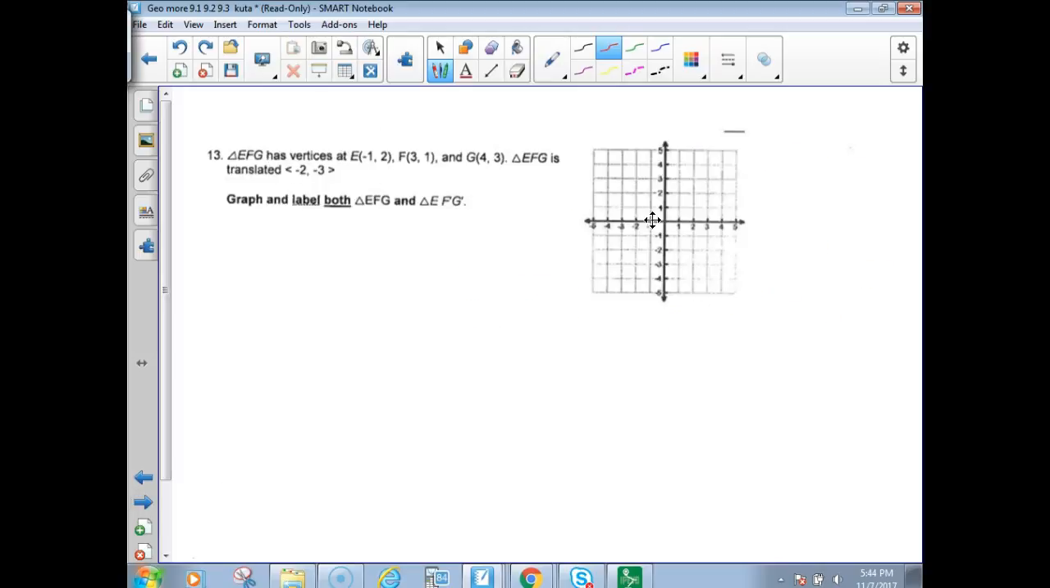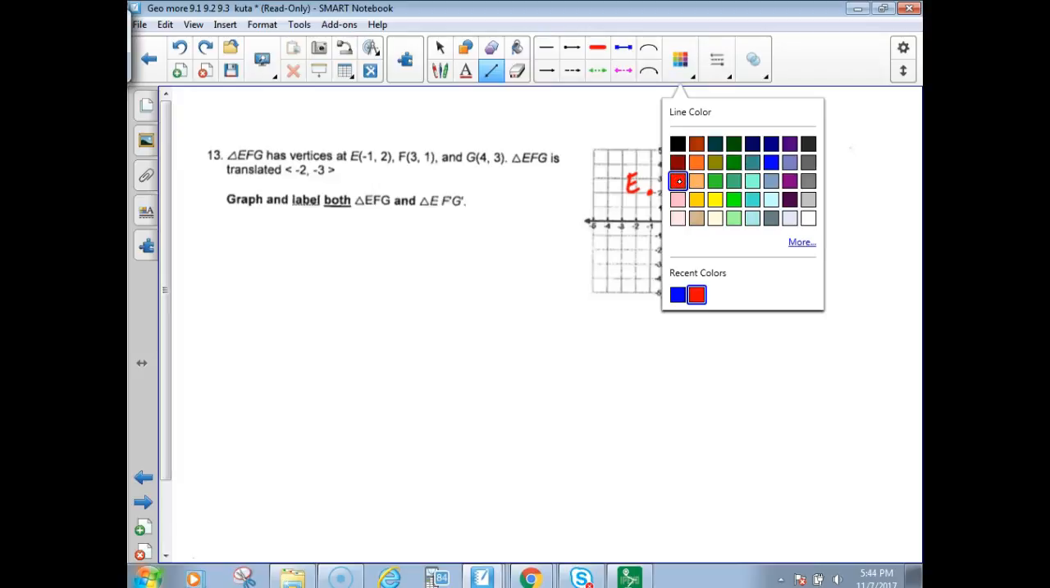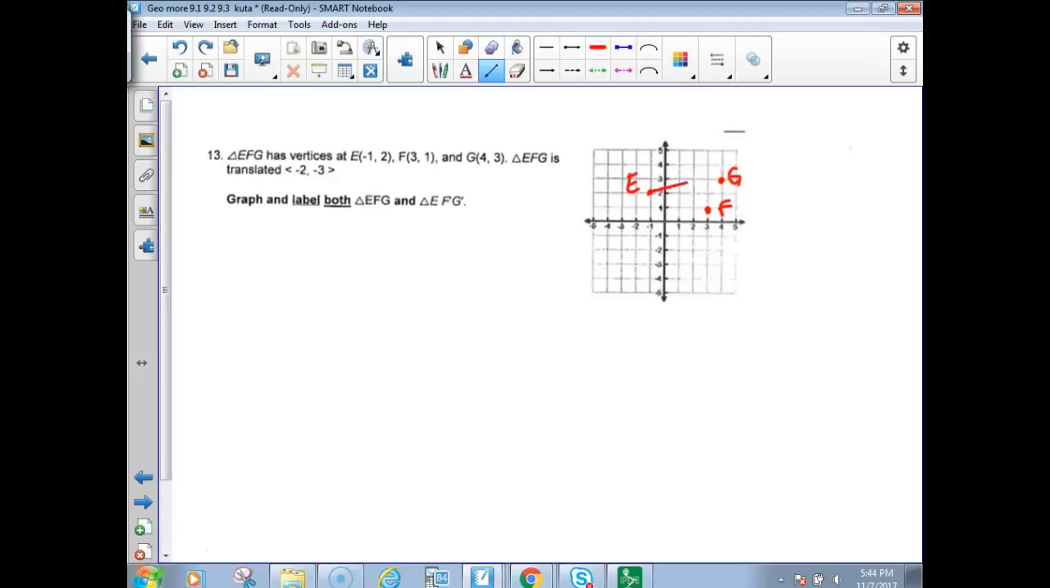EFG has vertices at -1, 2. Plot your points. G's at 4, 3. And F, where was F? I already did an F, -1, 2. 3, 1 is for E. F, excuse me, 3, 1. Oh no, can't see that well, darn it. I got some bright lights on me. Here we go. Okay, so let's hit from E to G.